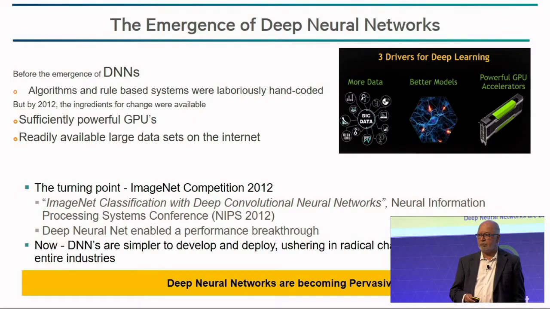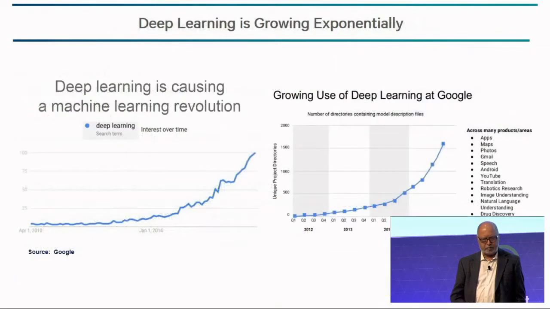And that allowed people to do some very interesting things. And the turning point, in my belief, was a presentation at the ImageNet competition in 2012. That opened people's eyes, and now, everybody's doing deep neural networks.